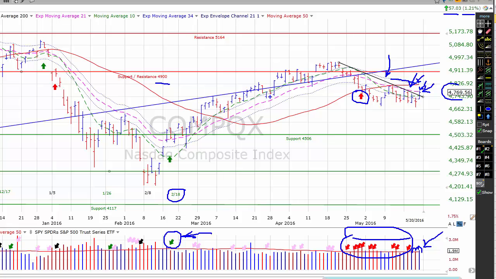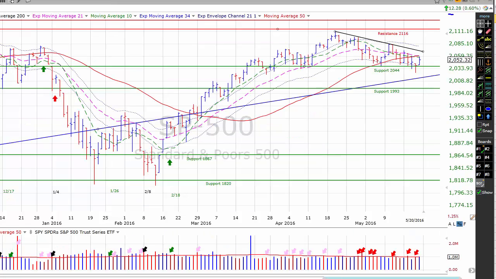Let's take a look at the S&P 500. The S&P on Friday was up 12.28 points, or 0.60%, considerably weaker than the NASDAQ. That's a good sign for the bulls. The bulls want to see small caps outperform. We closed the trading session at 2052.